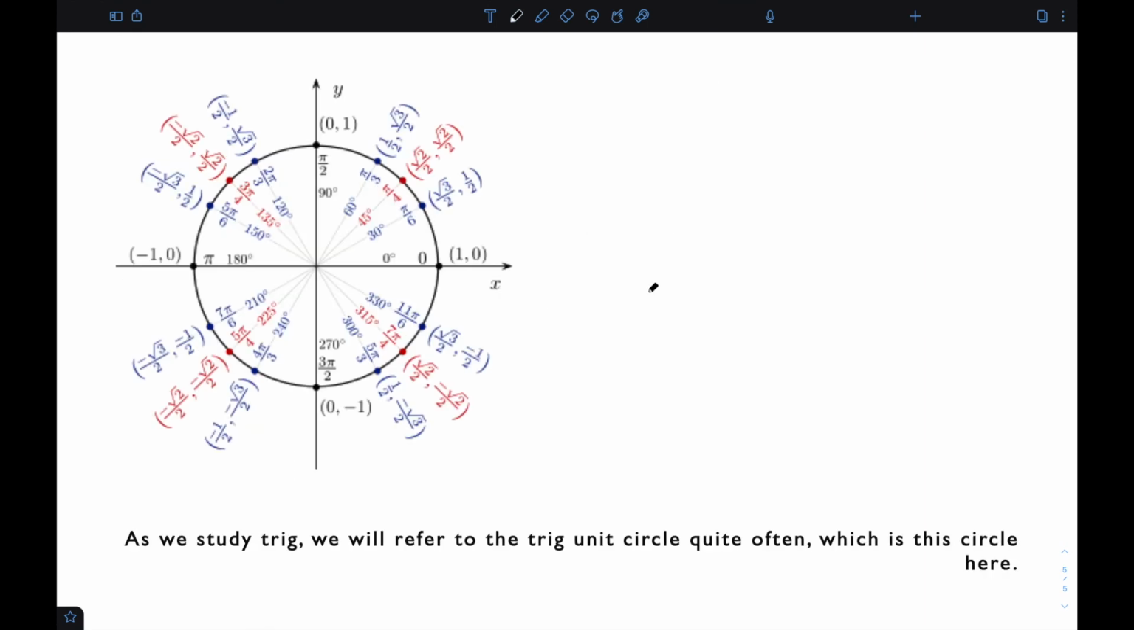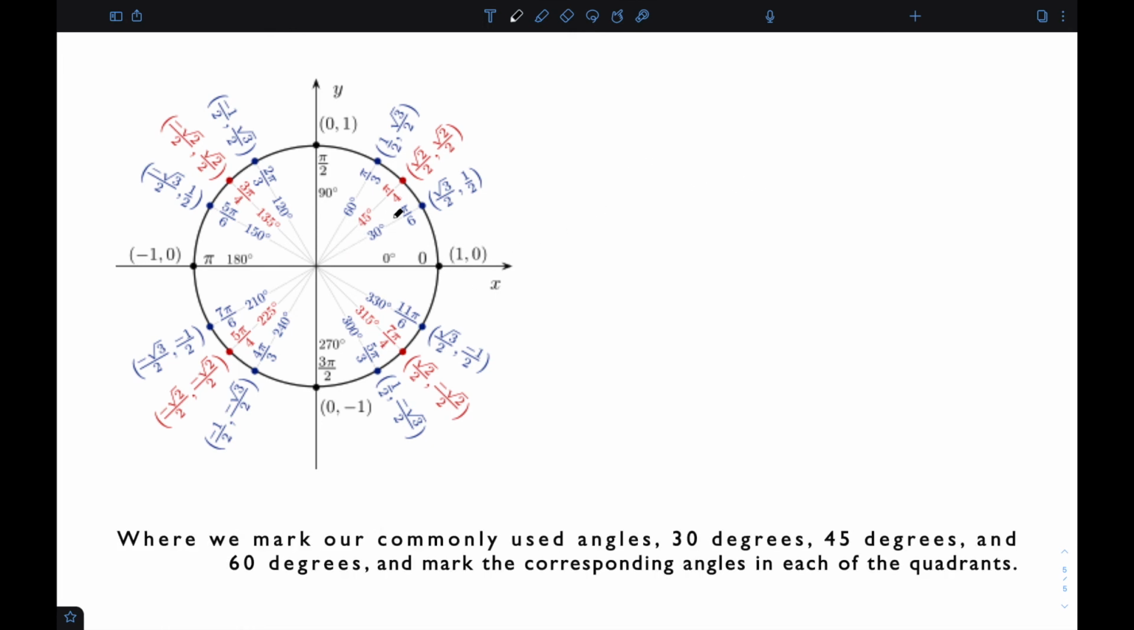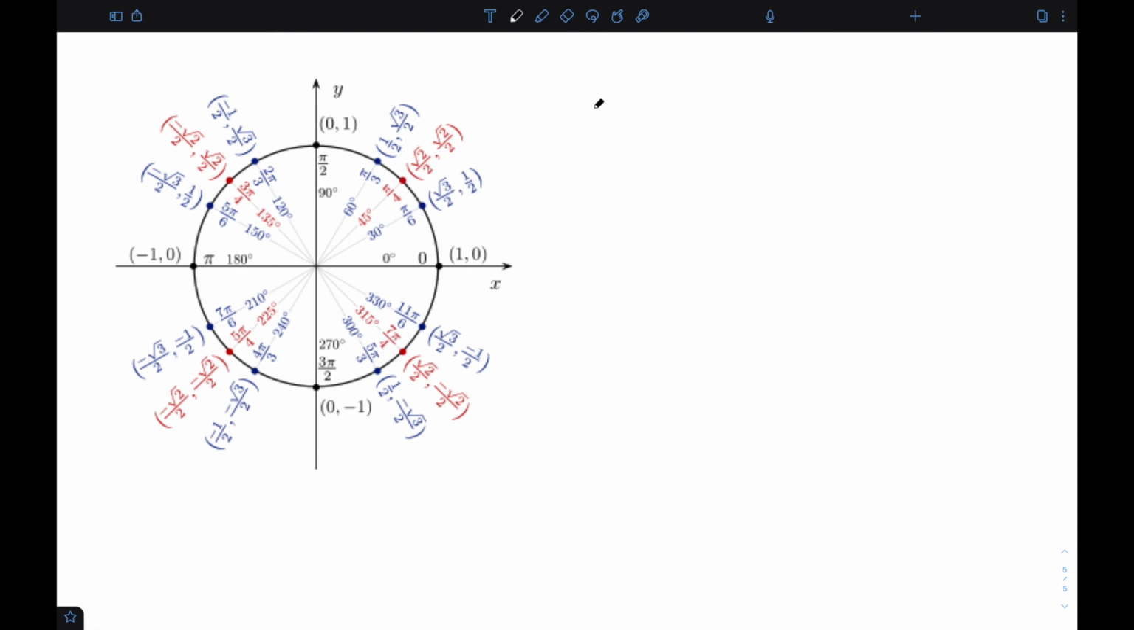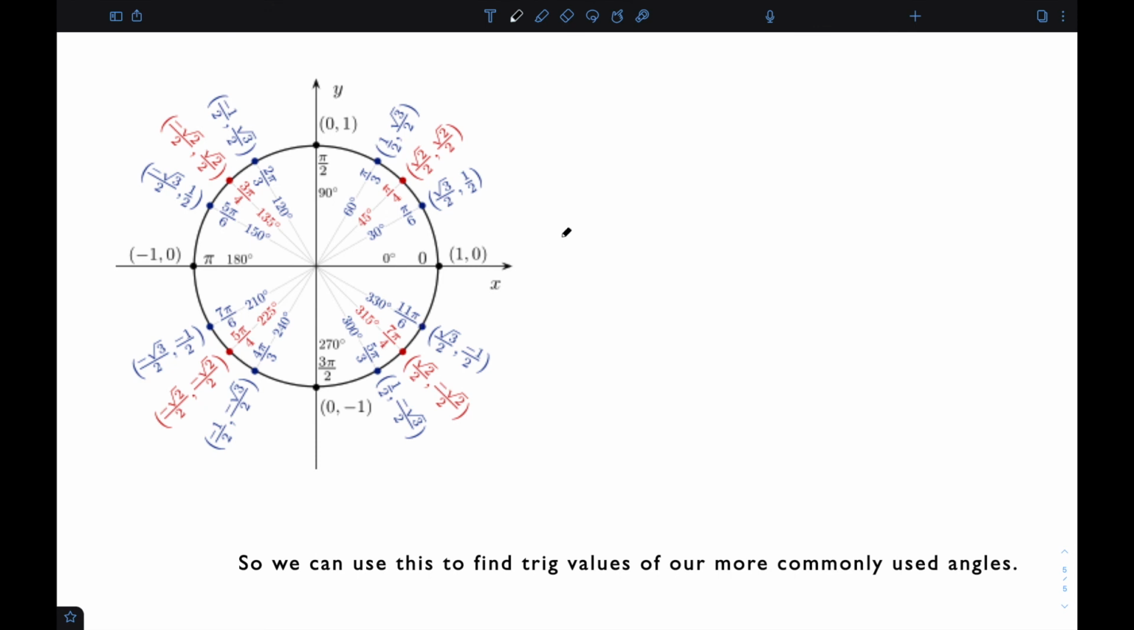As we study trig, we'll refer to the trig unit circle quite often, which is this circle here, where we mark our commonly used angles, 30 degrees, 45 degrees, and 60 degrees, and mark the corresponding angles in each of the quadrants. So we can use this to quickly find trig values of our more commonly used angles.